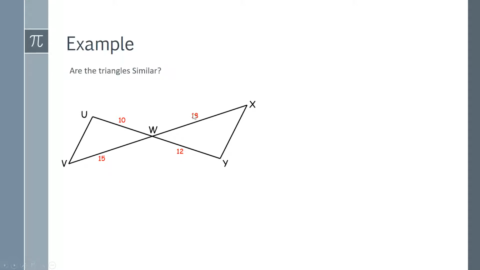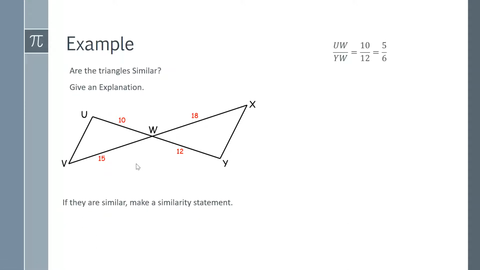We've got some numbers here. So let's see how we can show that these are similar. We need to give an explanation and we need to write a similarity statement. So let's start off by looking at the proportions. Let's look at UW over YW. Well, that's 10 over 12, which reduces to 5/6 because you can divide by 2.